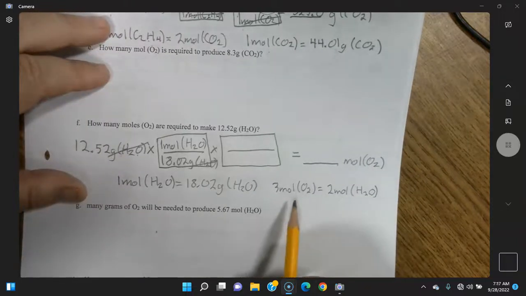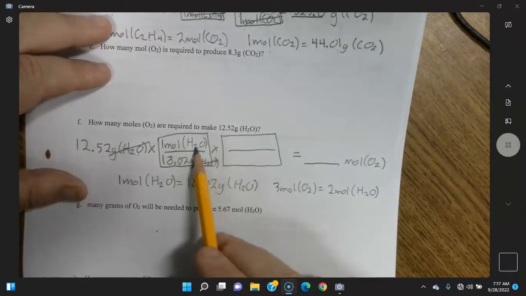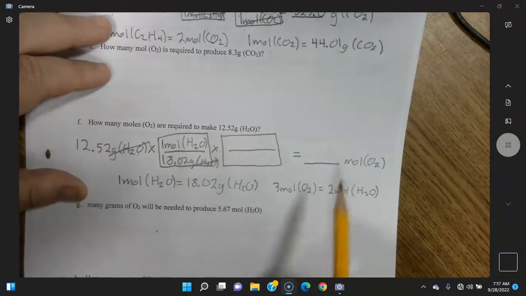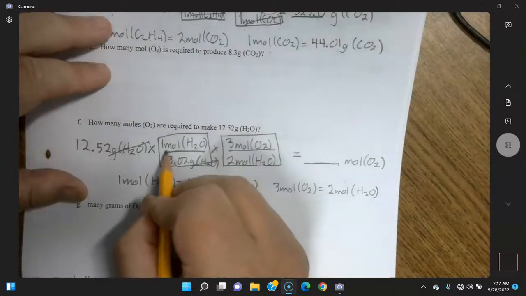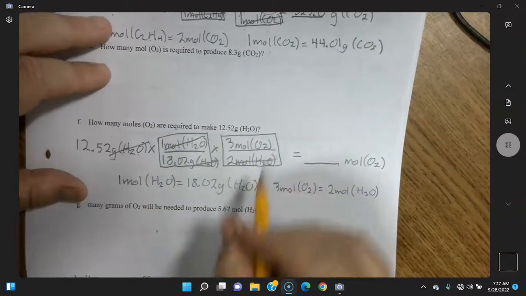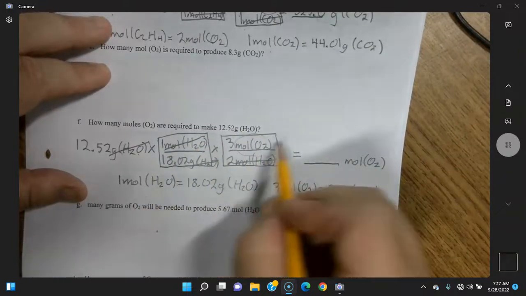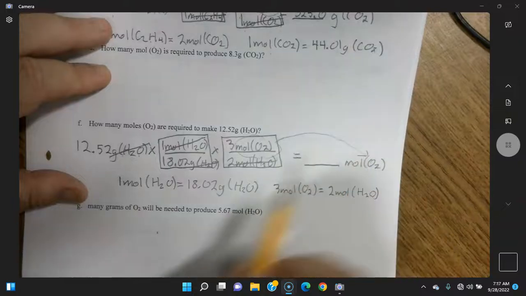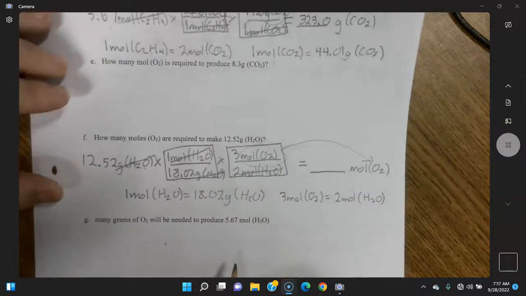Okay, so which one on top, which one on bottom? You need moles of H2O to cancel out, so this one goes on the bottom. So moles of H2O cancels with moles of H2O. Moles of O2 is the last man standing. It matches up with our answer. That means we set the problem up correctly.